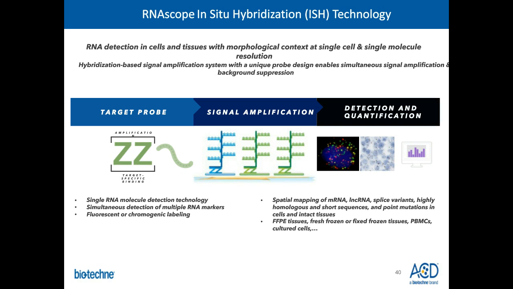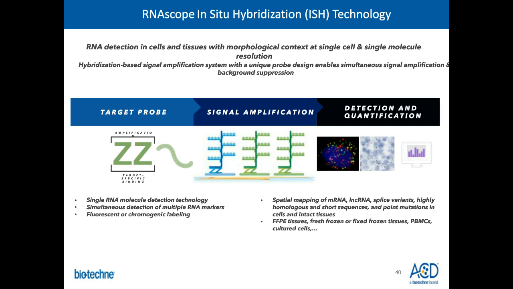and specificity of detection. The three major parts of this assay are the target probe design, where we design specific target probes against the gene of your interest; the signal amplification strategy, where we have developed a strategy that gives you a really high signal-to-noise ratio; and then detection and quantification, where we allow detection of a single molecule of RNA, either on a chromogenic or fluorescent platform.